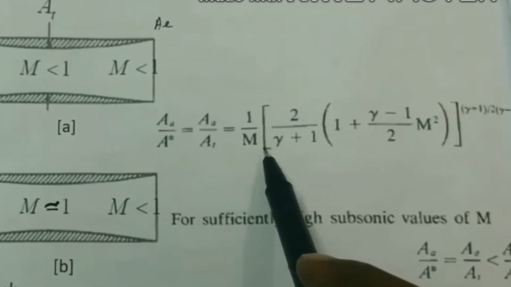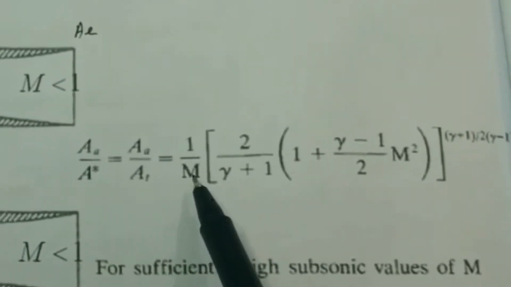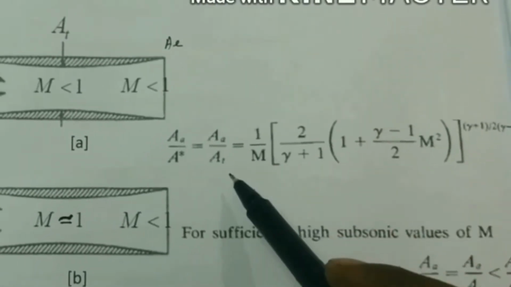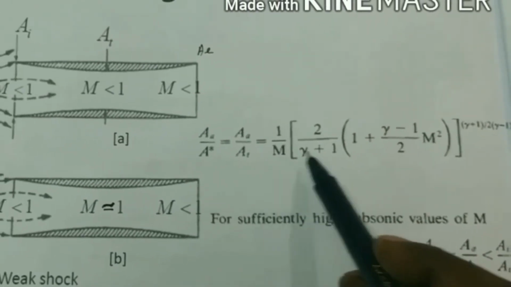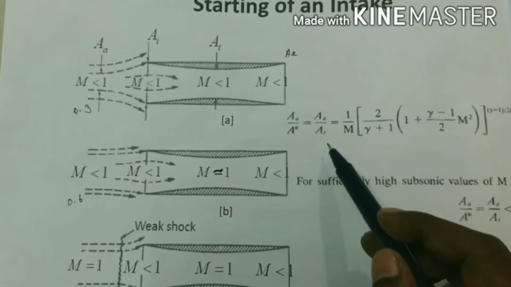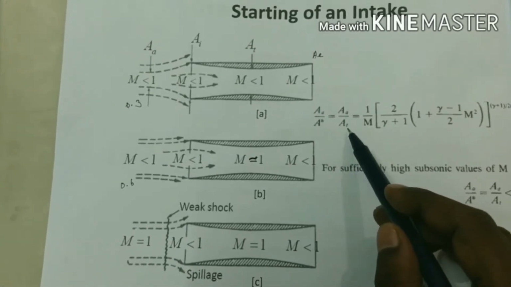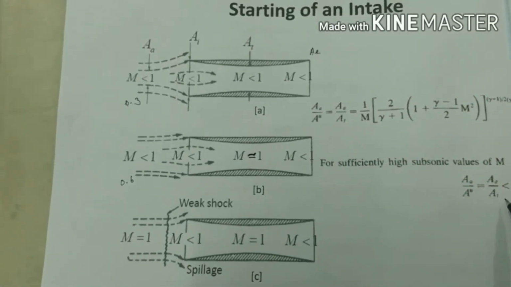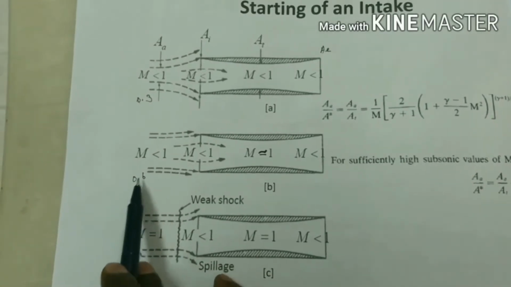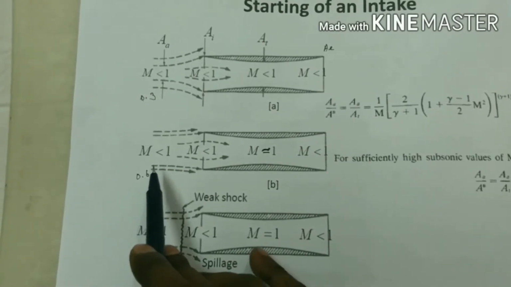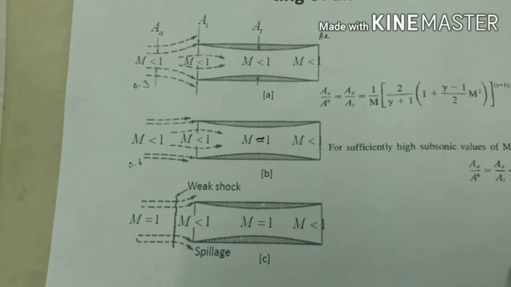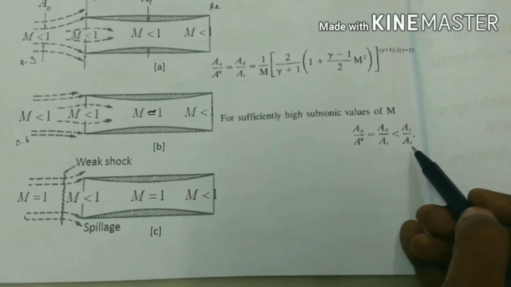For that, there is a relation connecting area ratio and the Mach number, AA by AT and the Mach number is given here. And remember, AA is the capture area, and AT is the throat area. AA by AT will be for a high subsonic value. When you increase the free stream Mach number to a higher value, your AA by AT should be lesser than AI by AT. So AI is the inlet area. So AA is a capture area.